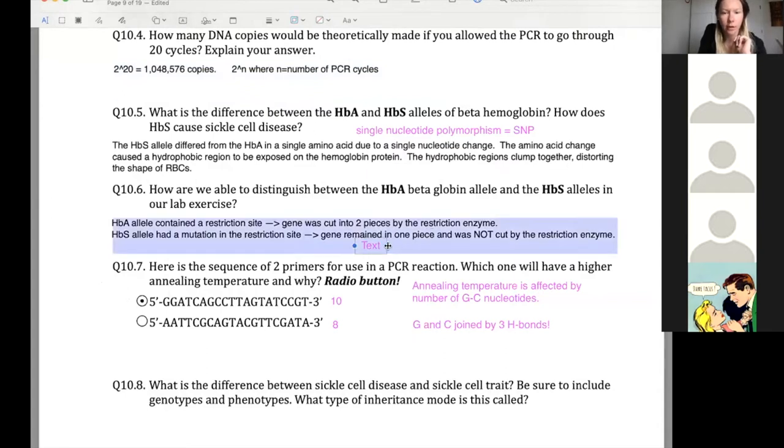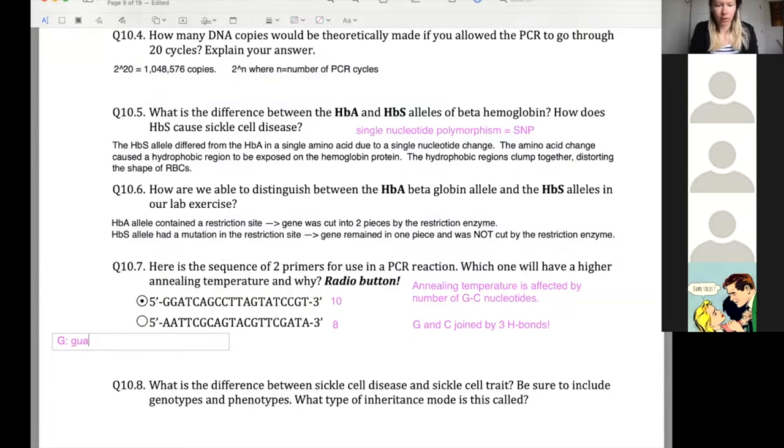Sure. Let me get another text box going. G is guanine. C is cytosine. And then we've got, of course, our adenine and thymine as well. I'm sorry. So you said during the annealing process, we're creating bonds between the primer and the template? Right. Yeah, because annealing is basically gluing that primer onto the template strand so the DNA polymerase knows what to copy. And so we need a little bit more energy to make those three hydrogen bonds.